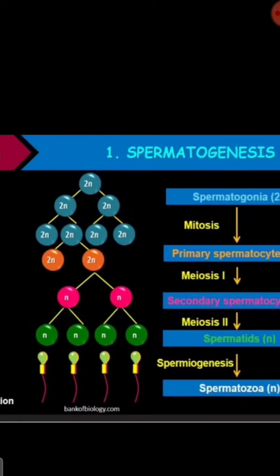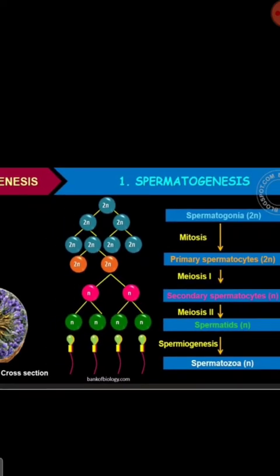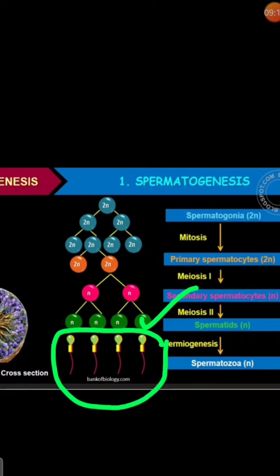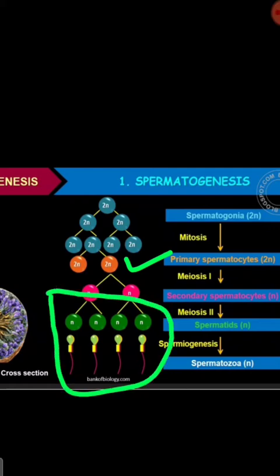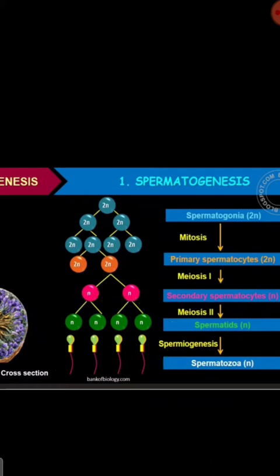the spermatids, right? So these spermatids will undergo spermiogenesis and transform into sperms. So like this, that means one primary spermatocyte will be able to produce 4 spermatids or spermatozoa. Okay, so from one primary spermatocyte 4 sperms can be produced.